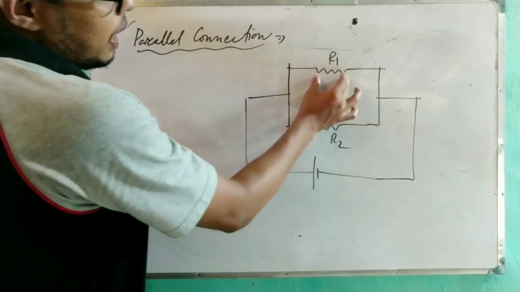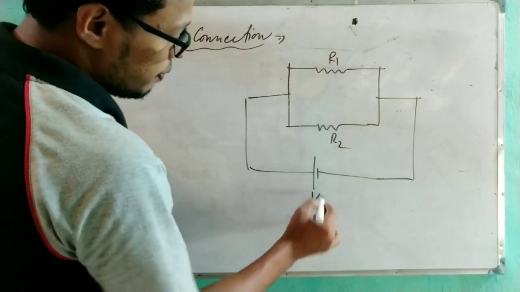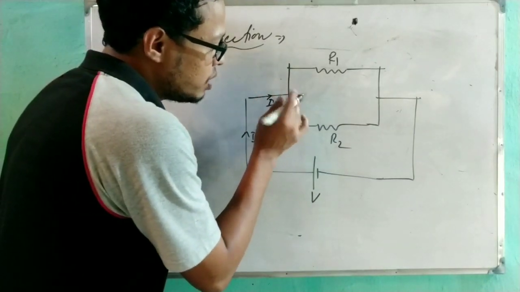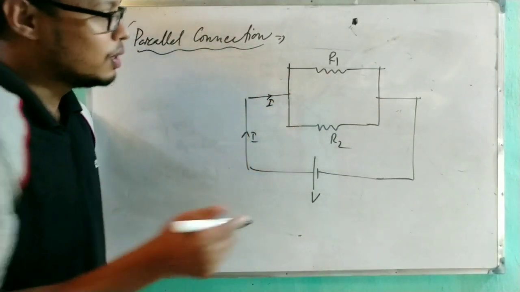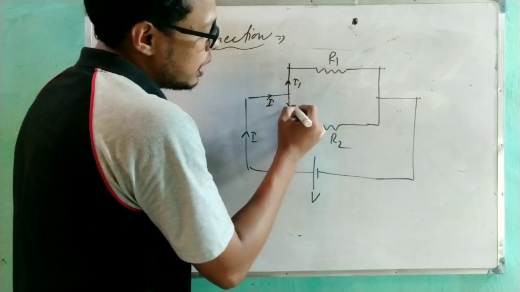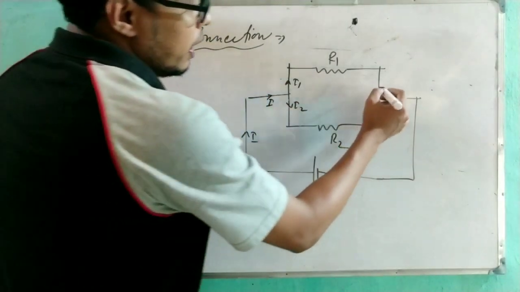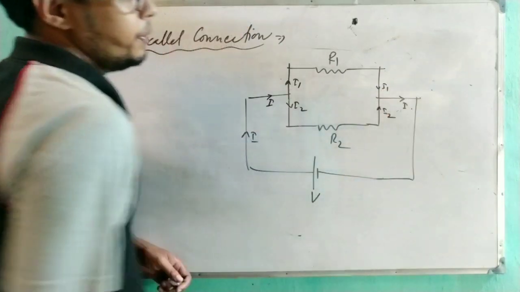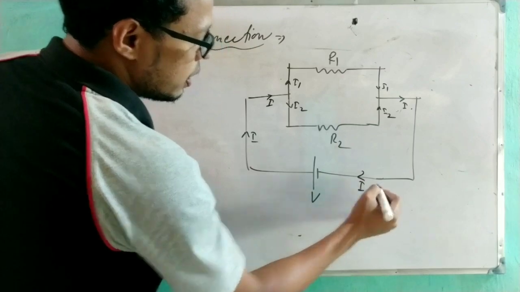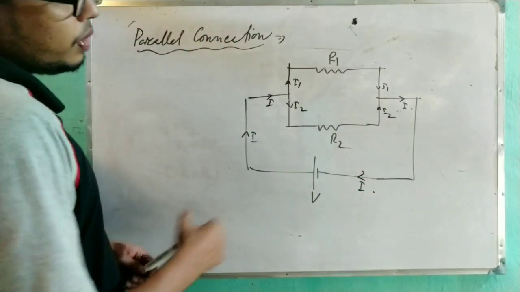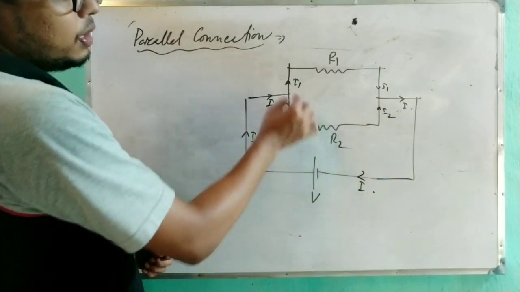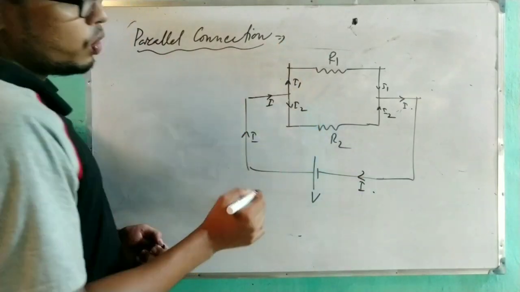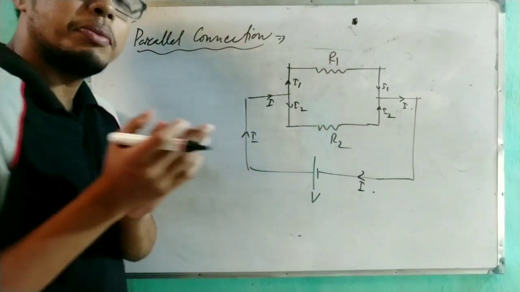So here I have taken R1 and R2. Suppose the potential difference is V and the current flowing is I. Now see here, when the current reaches this point, it gets two paths, so the current will divide. Suppose this is I1, this is I2, and here it will be I1, here it will be I2, and this will be I. Now, in case of parallel connection, the current is divided, but the potential difference across these two terminals will be the same.